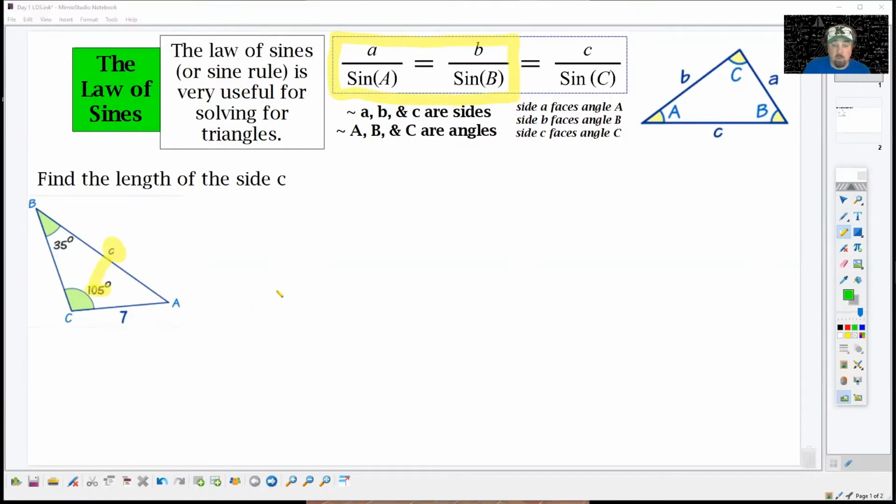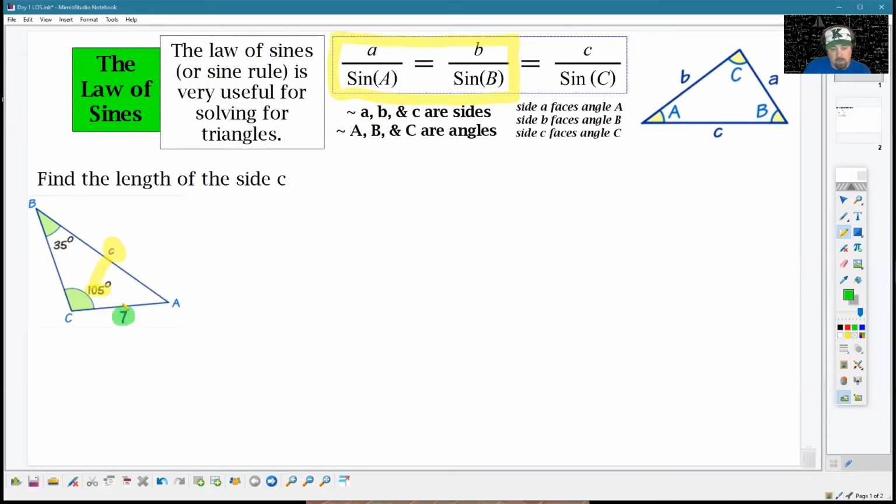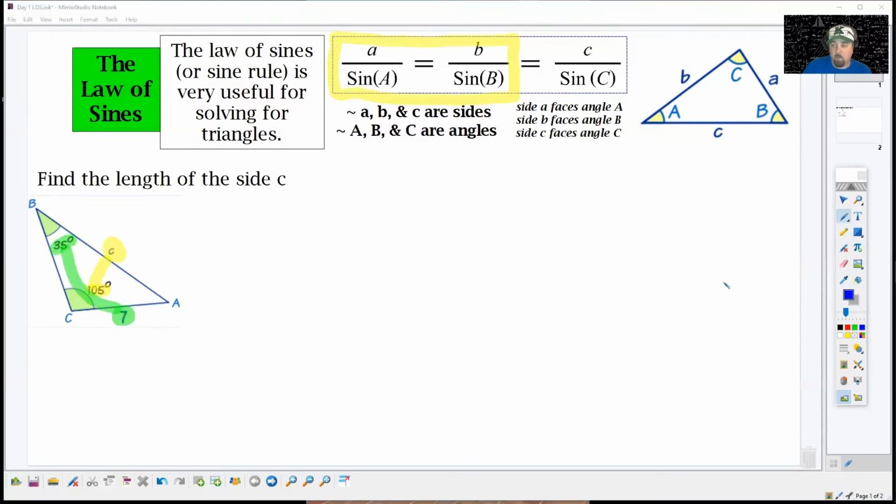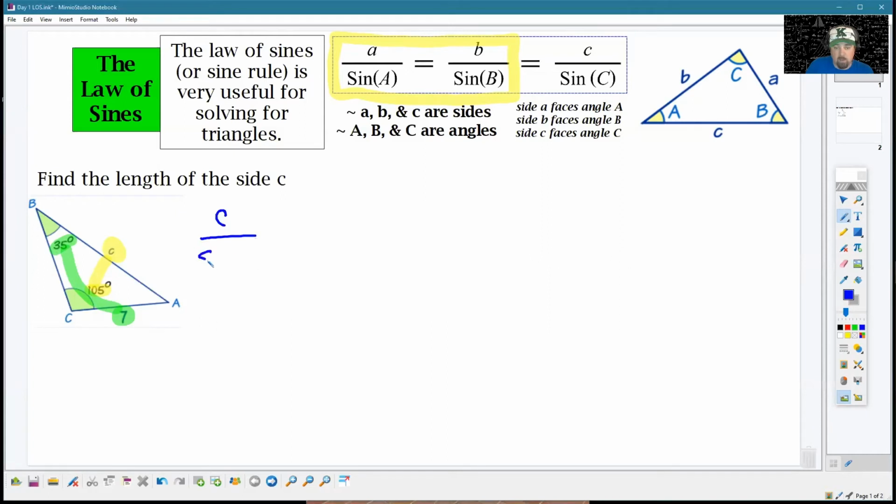Now to use the law of sines, we have to know a side and angle opposite combo, meaning we have to have an angle and a side that are opposite each other. We know both parts, and we do. We have 7, and it is opposite the 35 degrees. We have to have one completed fraction to make this work. So we're going to list this out. So we want to find side C, so we're going to put C on the top. So it's C over the sine of 105 degrees, because 105 degrees is the angle that's opposite. And that's going to be equal to the 7, because that's our side, over the sine of 35 degrees.